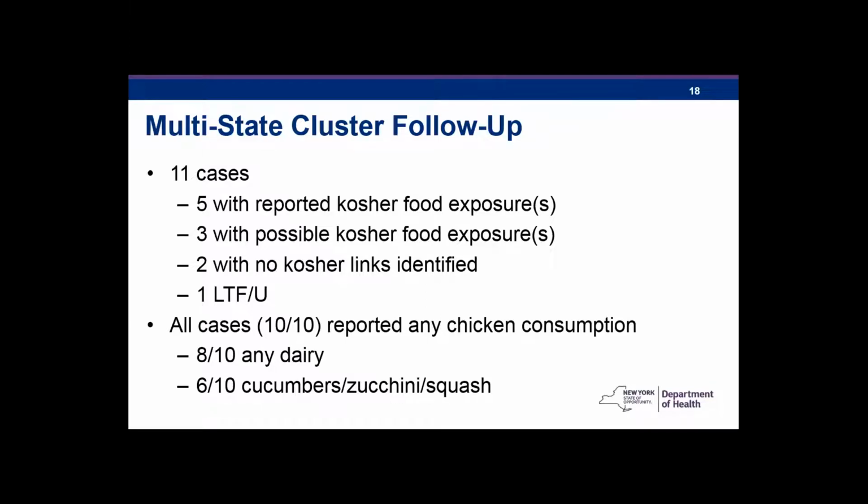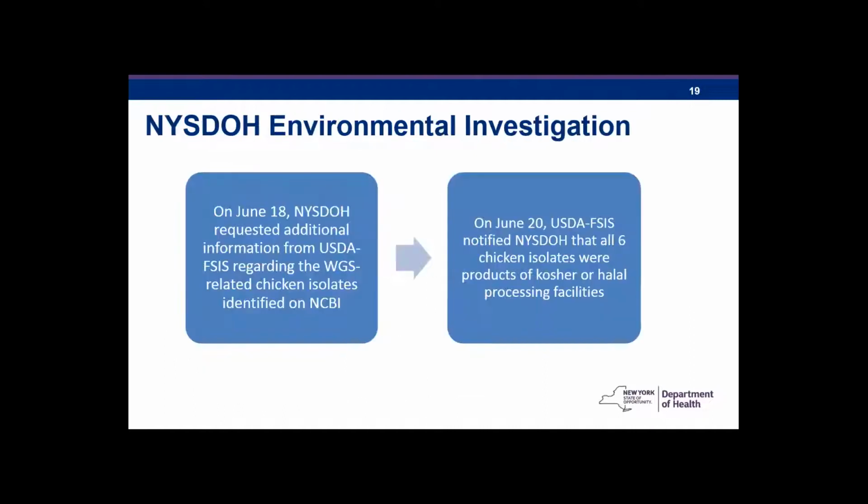So there were 11 cases: 5 with reported kosher food exposures, 3 with possible, and I say that in the most literal sense, relying on some of our old methods of epi, where they maybe listed a grocer but didn't specify any foods, or maybe went to a restaurant but didn't specify. So it was 3 there, and then 2 with no kosher links identified. 1 case was lost to follow-up. All cases reported chicken consumption. 8 out of 10 also reported dairy. 6 out of 10 also reported cucumbers, zucchini, or squash.